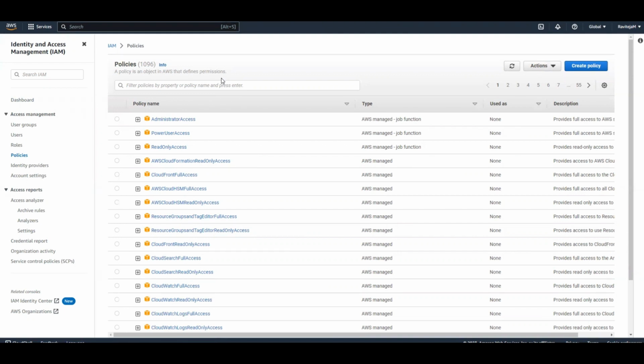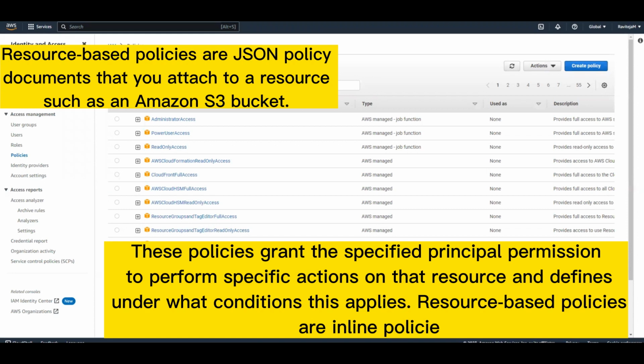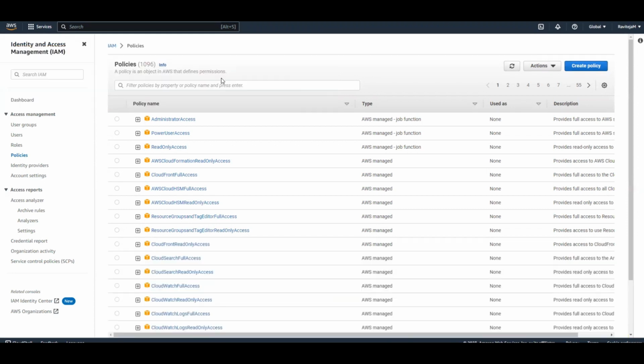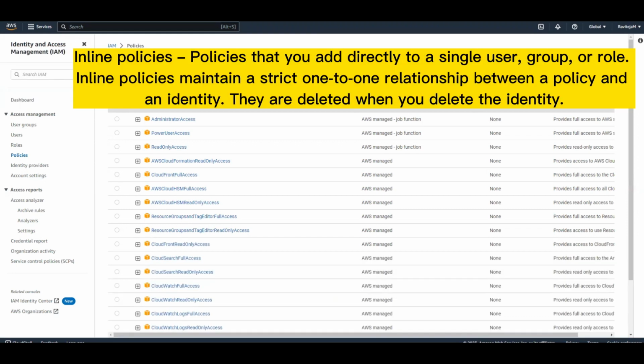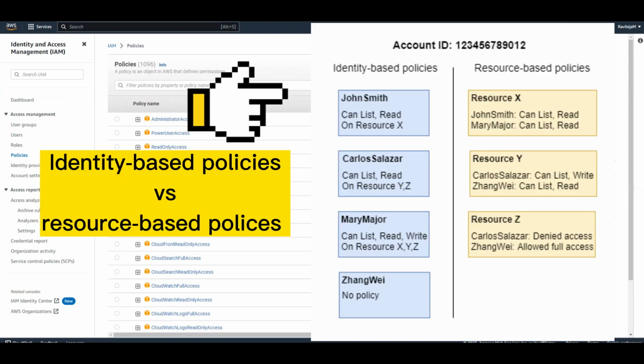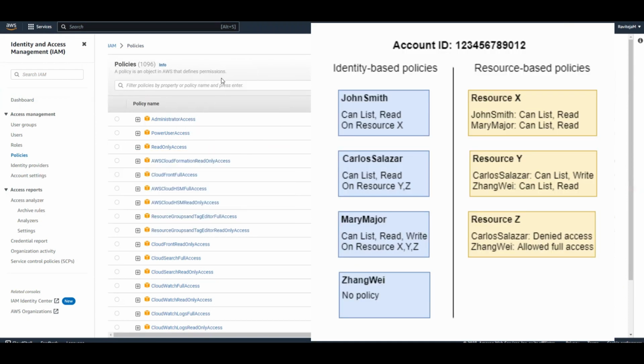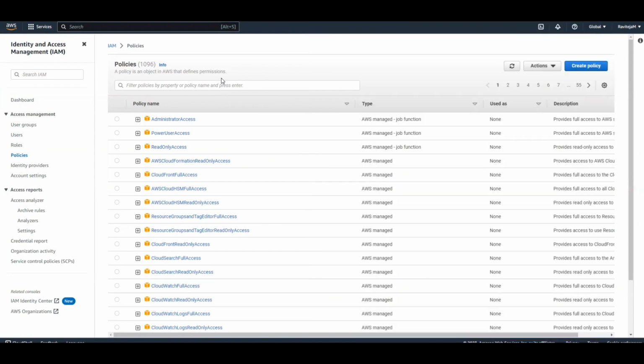Coming to the second one, it's resource-based policy. Resource-based policies are attached directly to AWS resources such as S3 buckets, Lambda functions, and so on. These policies define the permissions for other entities to access the resources. For example, you can allow a specific IAM user or an entire AWS account to access an S3 bucket through a resource-based policy. So that is the second type of policy, which is resource-based policies.